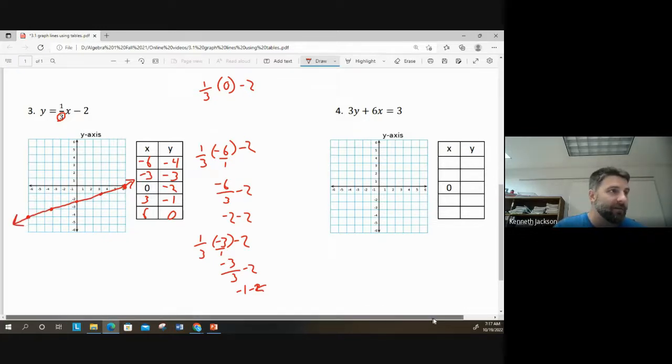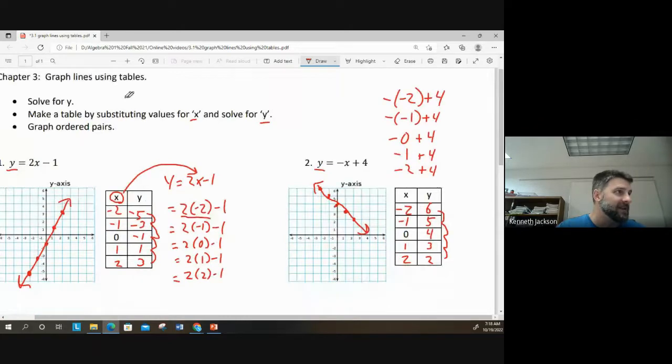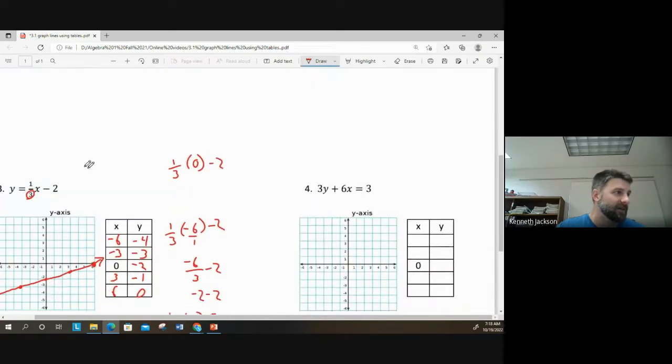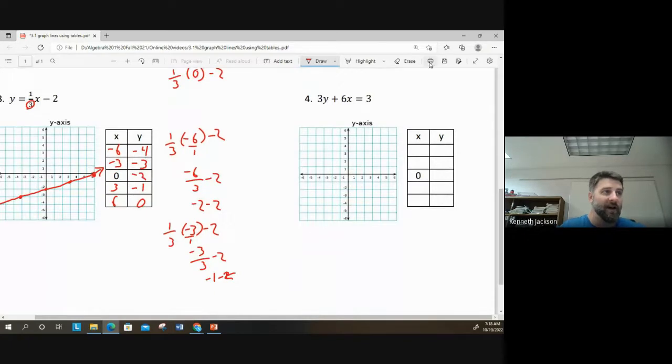Now you'll notice on number 4, it's not solved for y. It doesn't say y equals. Remember, that's our first step to graph using a table, is to solve for y. Well, number 1 is already solved. Number 2 is already solved. Number 3 is already solved. Number 4 is not, which means I need to get y by itself.